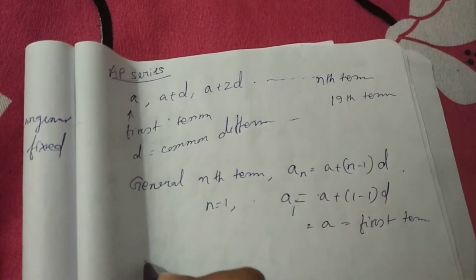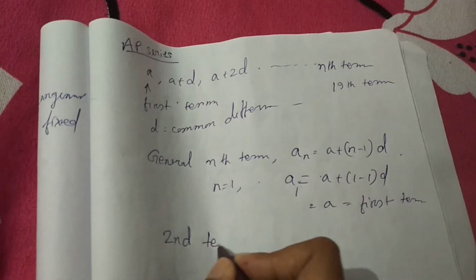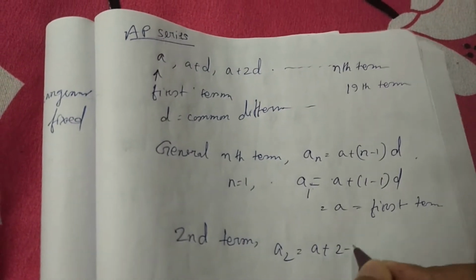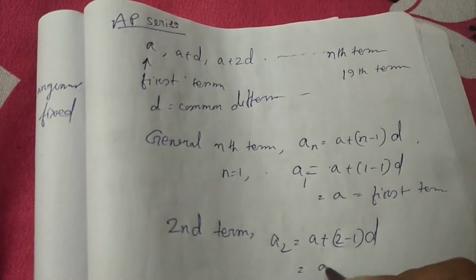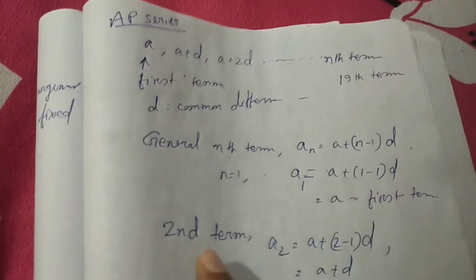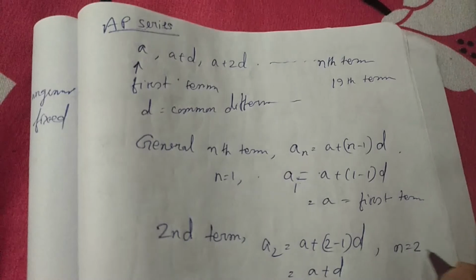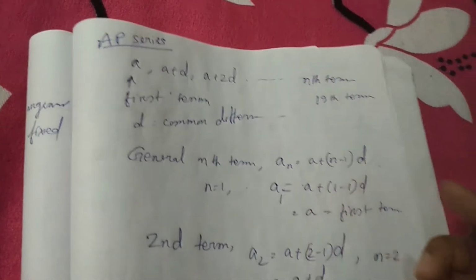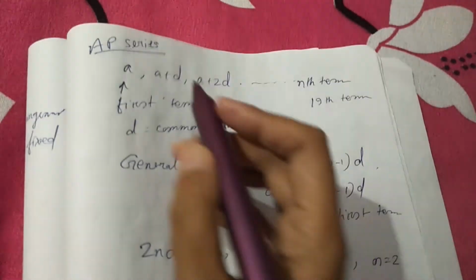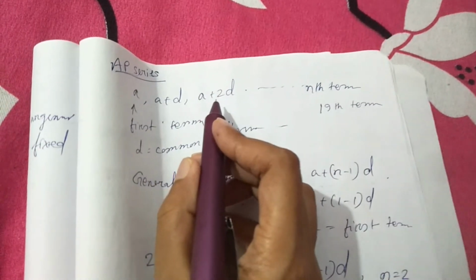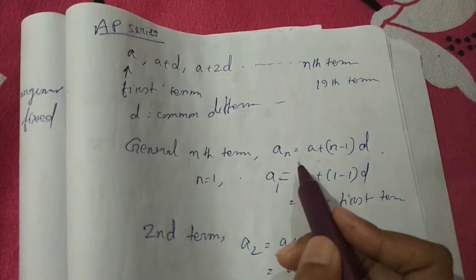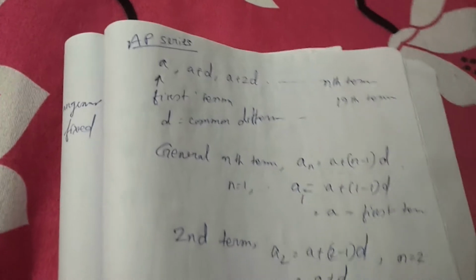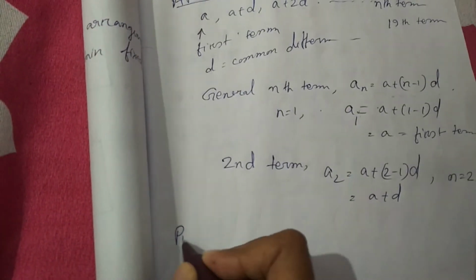So if you are interested to find the second term, it will be a2, where a plus (2 minus 1) into d equals a plus d. To find the second term, you have to put n equals 2 in the general formula of the nth term, a plus (n minus 1) into d. So a plus d is the second term. Like this, a plus 2d will be the third term, and the nth term is a plus (n minus 1) into d.